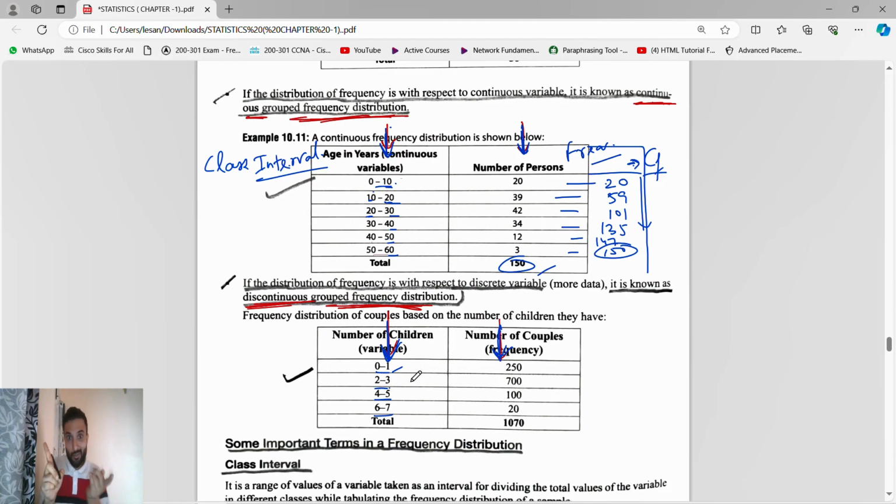0 to 1, 2 to 3 discontinuous, then 2 to 3, 4 to 5 discontinuous. We stopped at 3, we started at 4. So what is this? This is a discontinuous. Remember the thing, in the examination either they will give continuous or discontinuous. We have to every time take a continuous frequency distribution. Remember the thing.